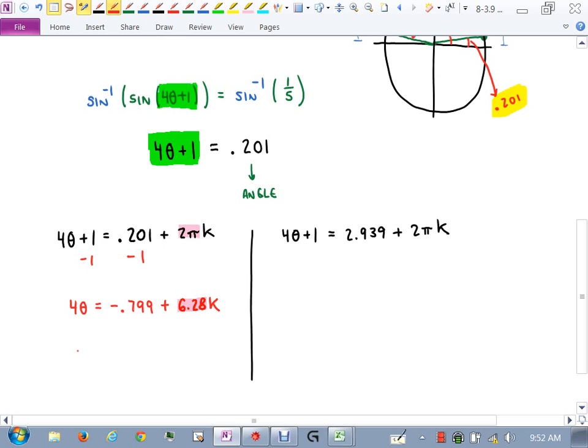So theta must be, well, I'll do it on my calculator. I'm doing negative 0.799 divided by 4. I'm getting negative 0.199 plus, now I do 6.28 divided by 4. I'm getting 1.57 k. That's one of my general solutions.